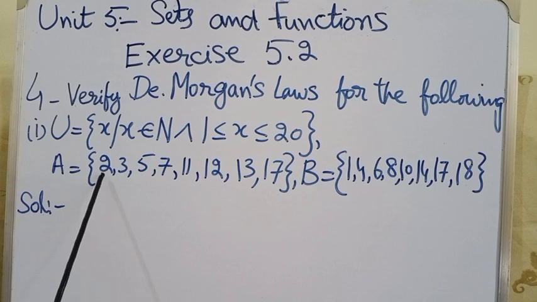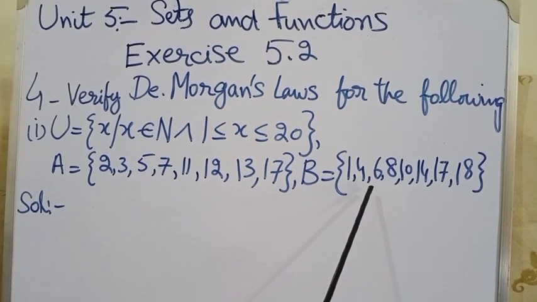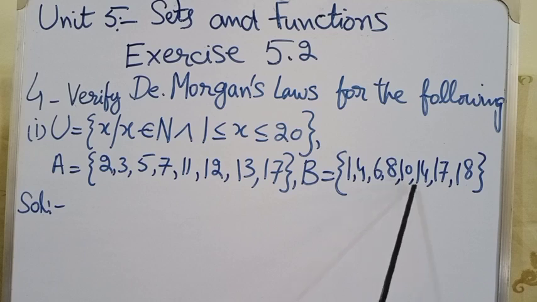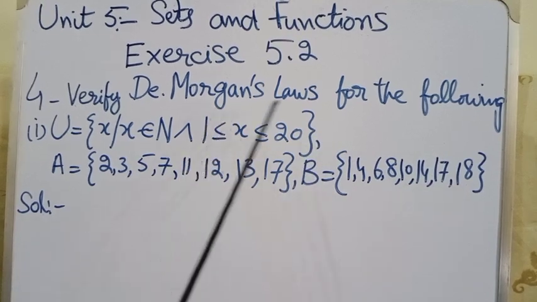Set A contains elements 2, 3, 5, 7, 11, 12, 13 and 17, and set B is also a subset of the universal set having elements 1, 4, 6, 8, 10, 14, 17 and 18. Now we have to solve the De Morgan laws for these sets.